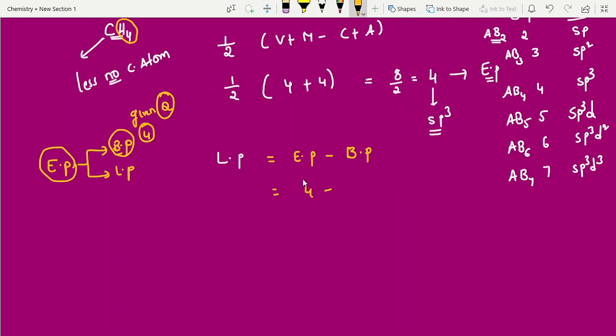4 minus the number of bonded atoms, 4. 4 minus 4 is 0 lone pairs.